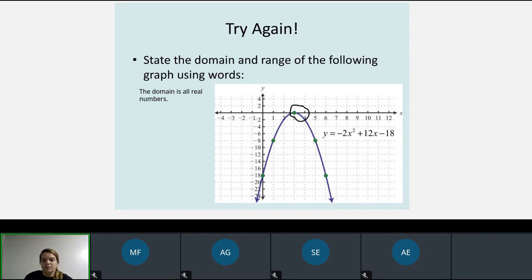Range is all numbers, but then less than or equal to 0. Yes. So our highest value for y that we get up to right here is 0. And then it continues on to negative infinity and to negative infinity.